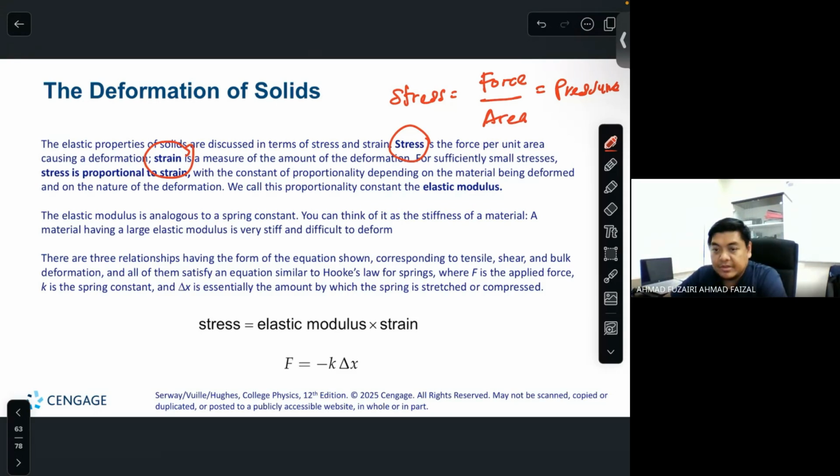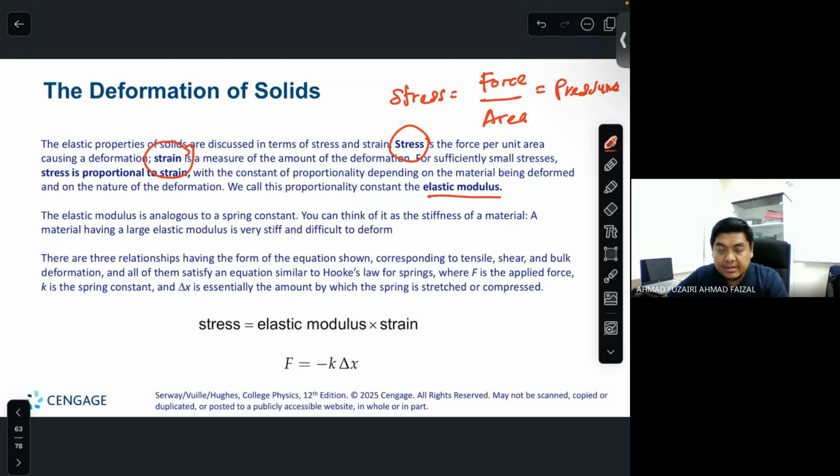For sufficiently small stresses, stress is proportional to strain, with a constant of proportionality depending on the material being deformed and on the nature of the deformation. We call this proportionality constant the elastic modulus. So the modulus, or constant value, that connects stress and strain is the elastic modulus.